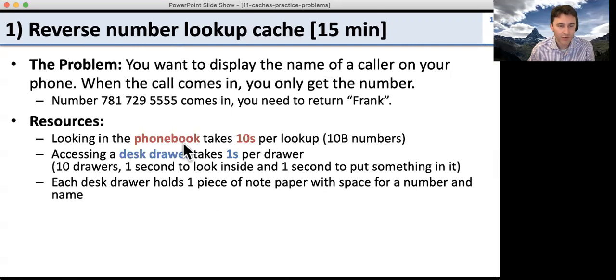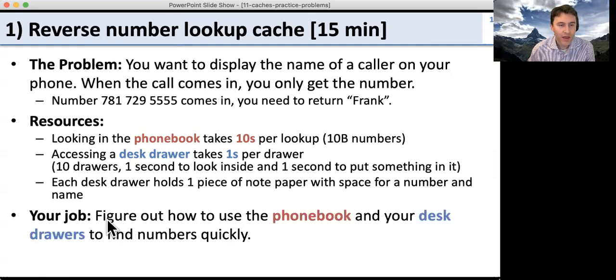Okay, so here's the setup. You've got a phone book that takes 10 seconds to look up. You've got 10 desk drawers that take 1 second each to access. Your job is to figure out how to use the phone book and your desk drawers to find your numbers quickly. Okay, this should look somewhat like a cache too.